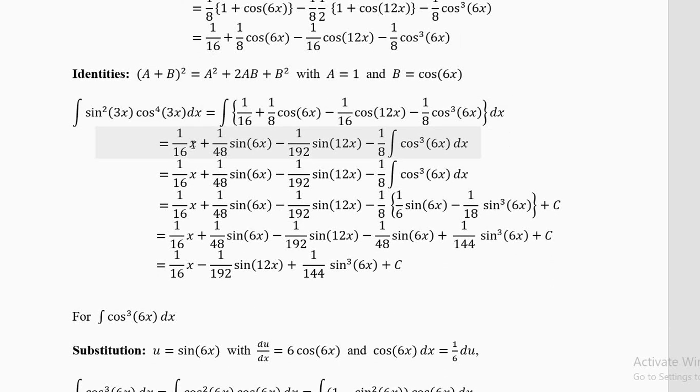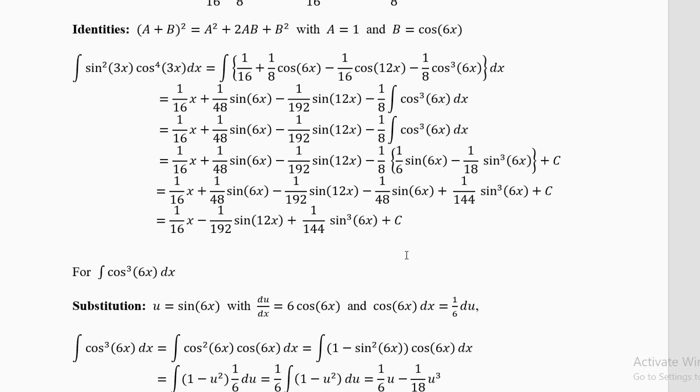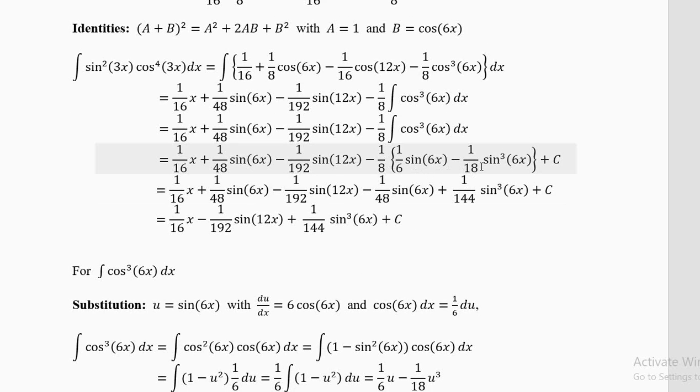You'll get 1 by 16x. Integration of cosine is sine. 8 into 6 is 48. Integration of cosine is again plus sine divided by 12. 16 into 12 is 192. You get it here, and this cosine cube part you copy from there. Then you'll get these two terms.